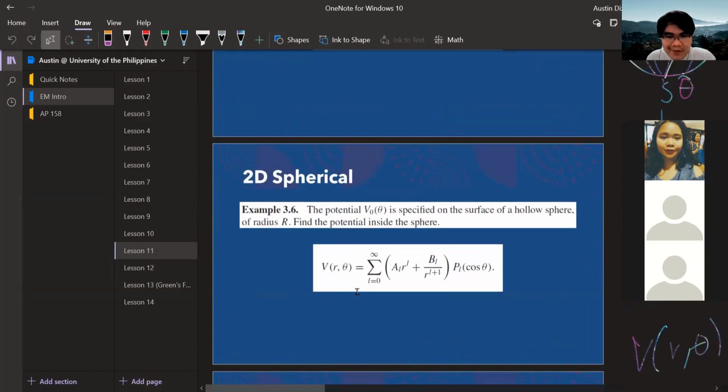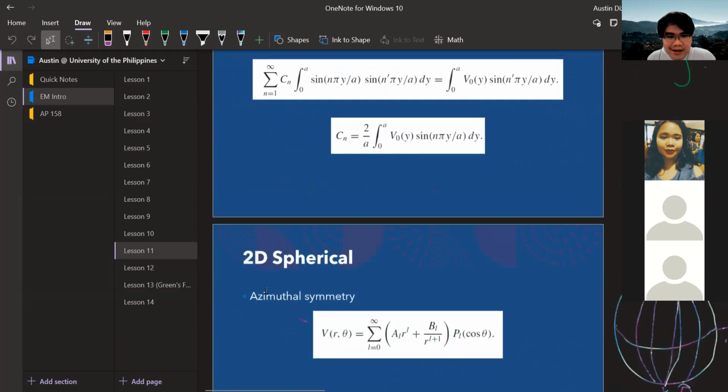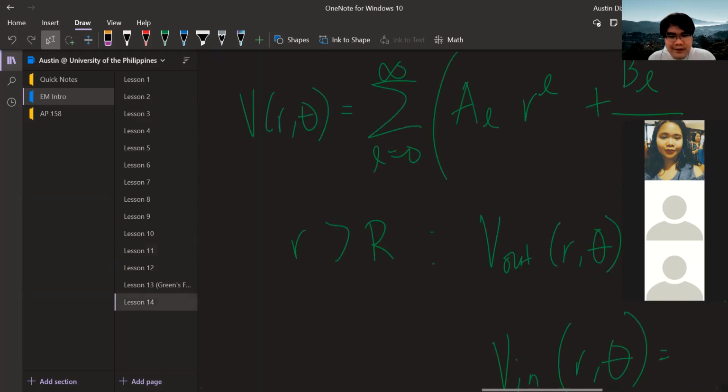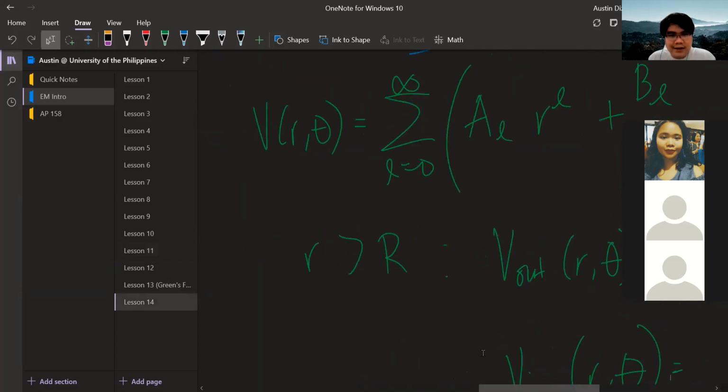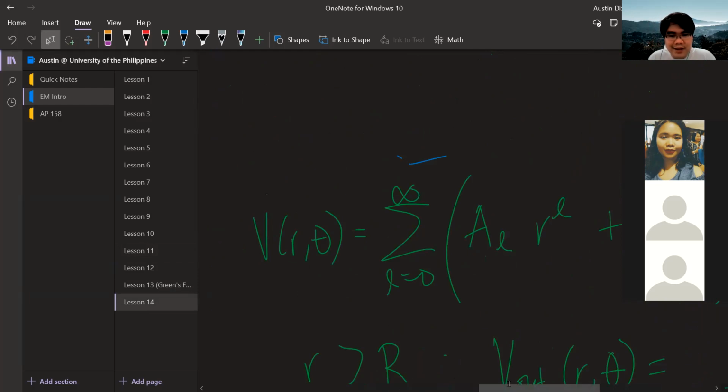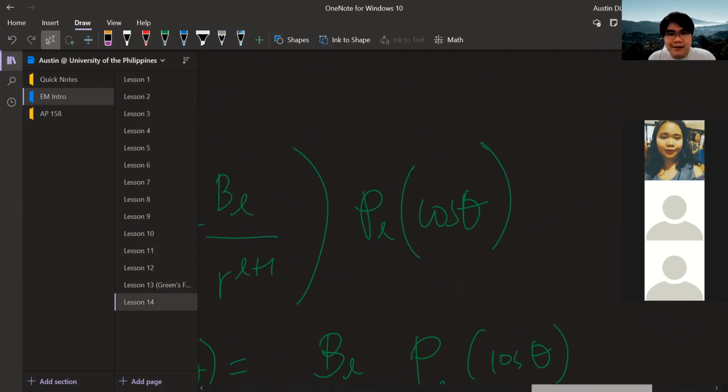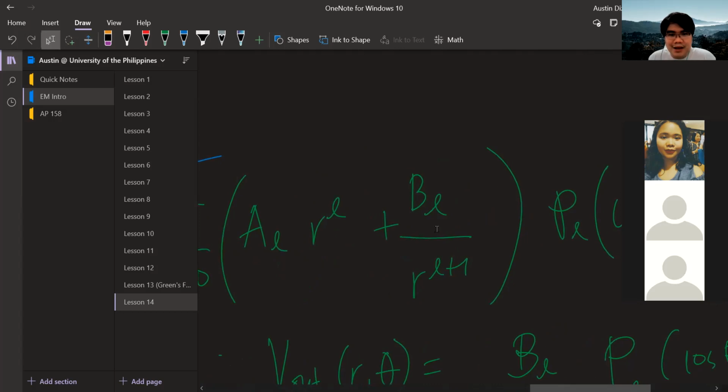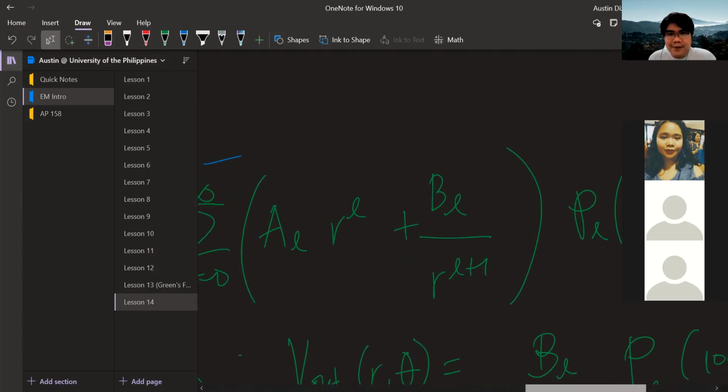Okay, bakit ko ito pwedeng gamitin? Kasi meron kang azimuthal symmetry. Ibig sabihin, walang phi dependence yung system mo. Okay, that's why we use this. Kasi alam natin, R at theta lang yung dependence ng system natin. Okay? So that's the general solution for your separation of variables.